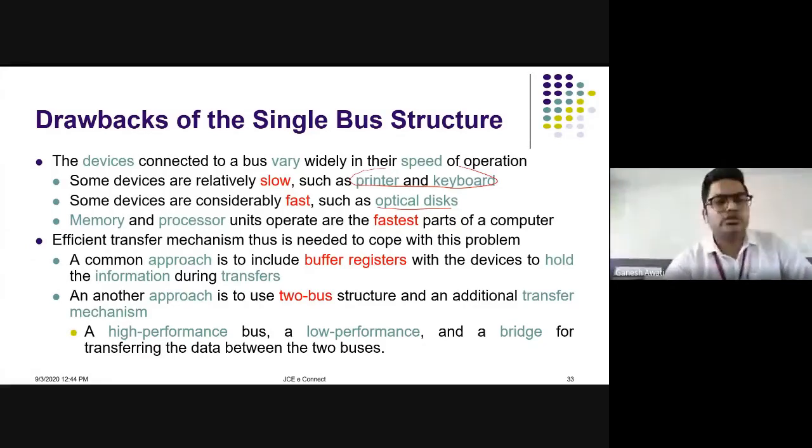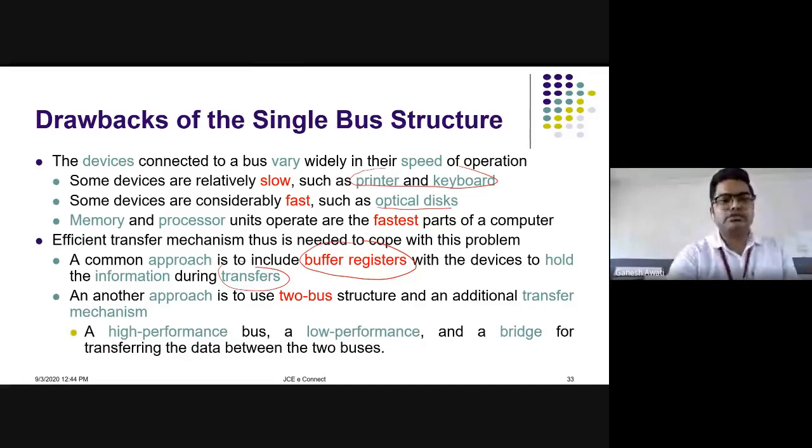So a common approach is to include a buffer register with the devices to hold the information during the transfers. The buffer register will hold that information and transfer it at the required speed.